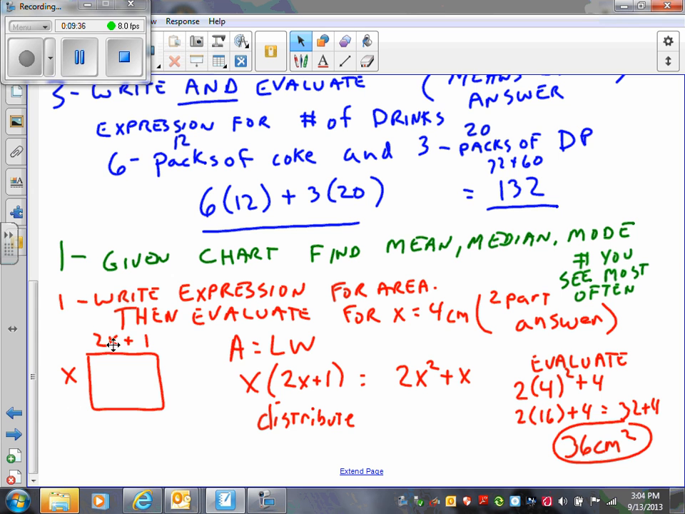First, you got x times 2x plus 1. Area is length times width, so you take x and you multiply it by 2x plus 1. x times 2x is 2x squared. And x times 1 is x. That's our distribution. Then it said evaluate it if x equals 4. So we put 4 in where x is. We have 4 squared, that's 16, plus 4. And we're going to multiply the 2 times 16. And we're going to add the 4 to get 36. And I said it was centimeters, so 36 centimeters squared.